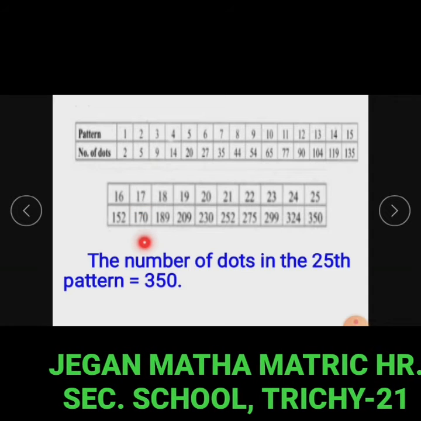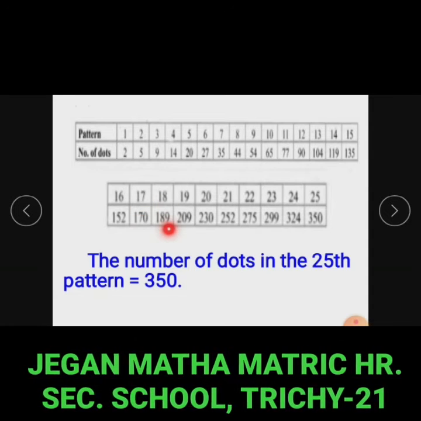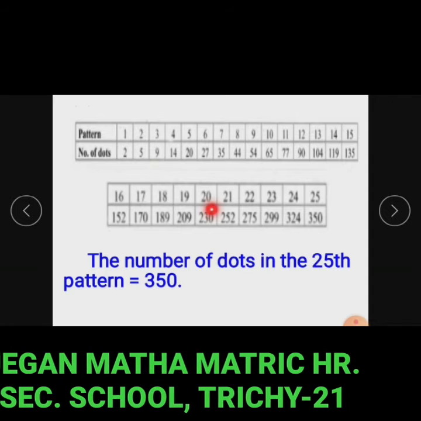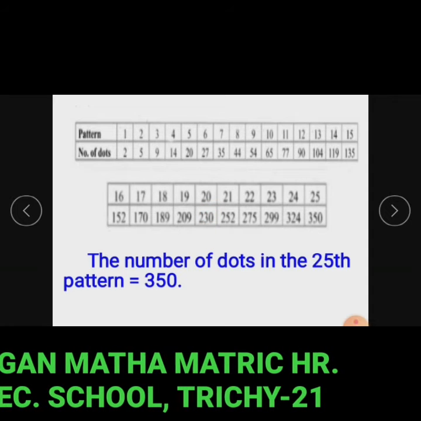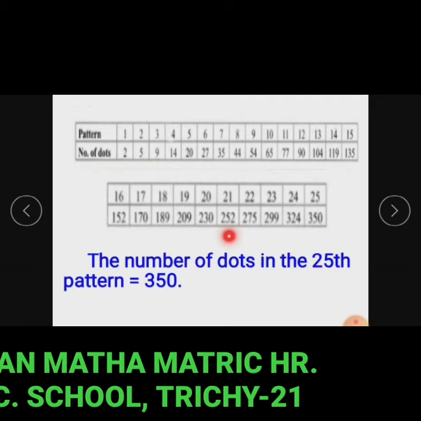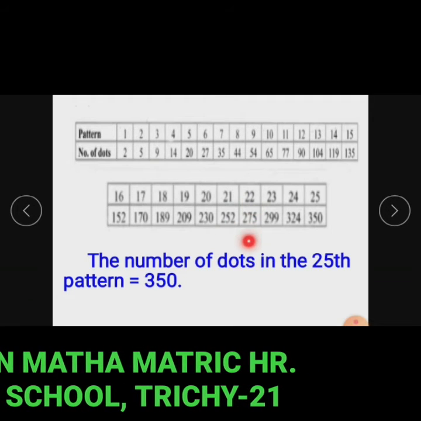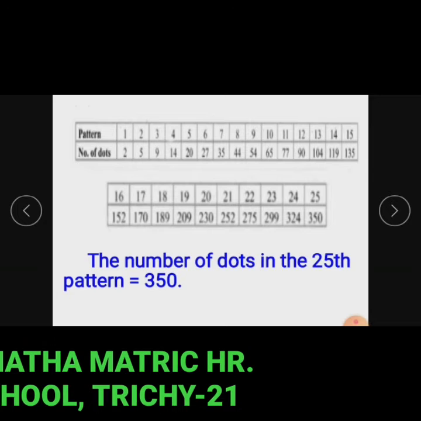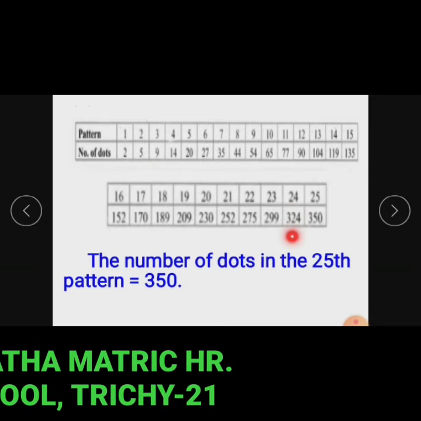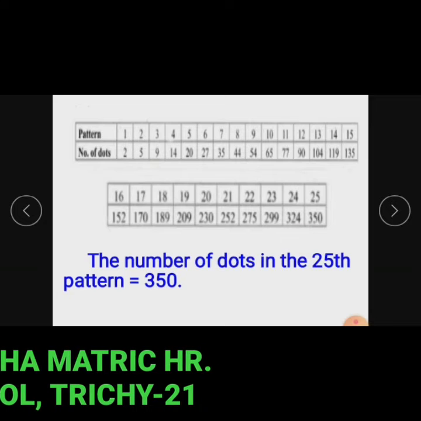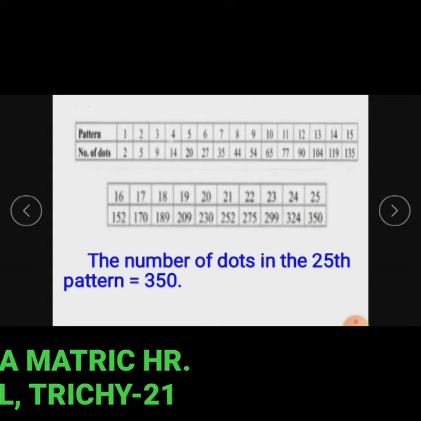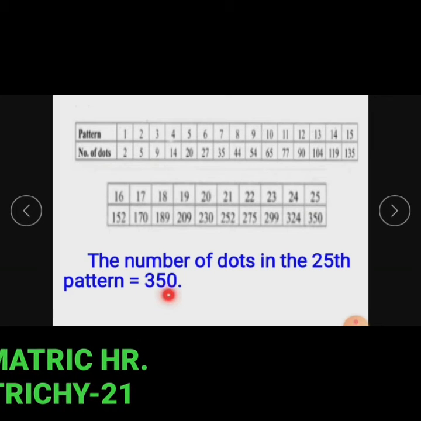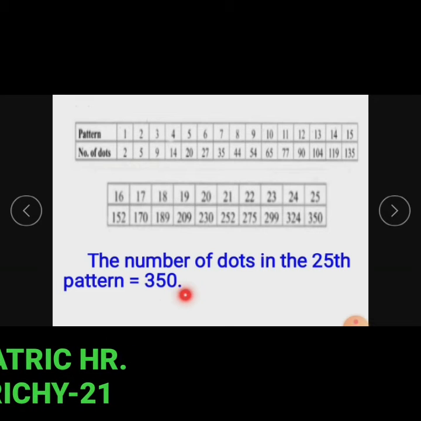In 17, 170 dots. In 18, 189 dots. In 19, 209 dots. In 20, 230 dots. In 21, 252 dots. In 22, 275 dots. In 23, 299 dots. In 24th pattern, 324 dots, and in 25th pattern, 350 dots. The number of dots in the 25th pattern is equal to 350 dots.